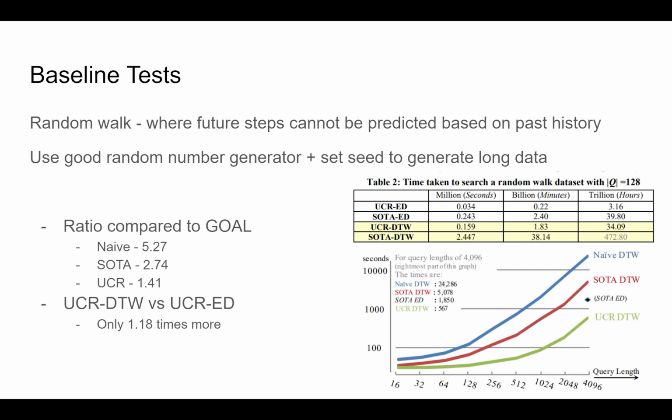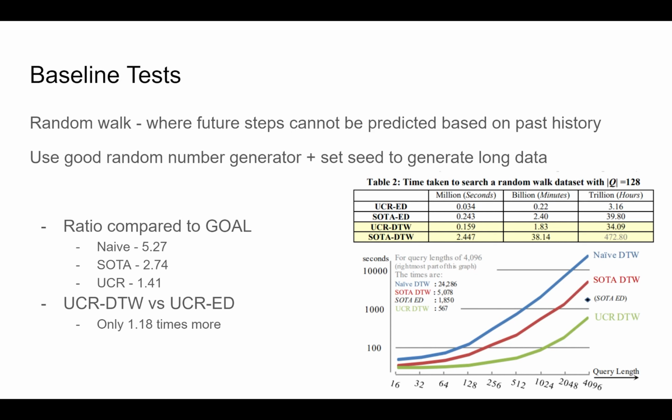The authors first introduced baseline tests using random walk. Random walk is essentially a way to take a random number generator and generate time series data where the future steps cannot be predicted based off of past history because the future is randomly generated. This experiment can be easily replicated by taking the same random number generator that the authors used and setting the seed to generate a long chain of data.